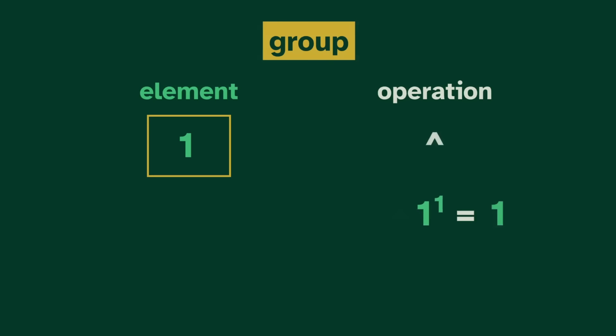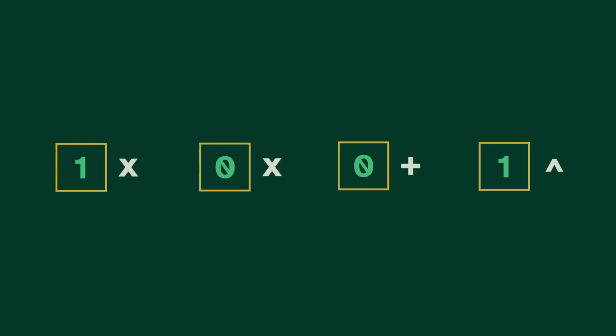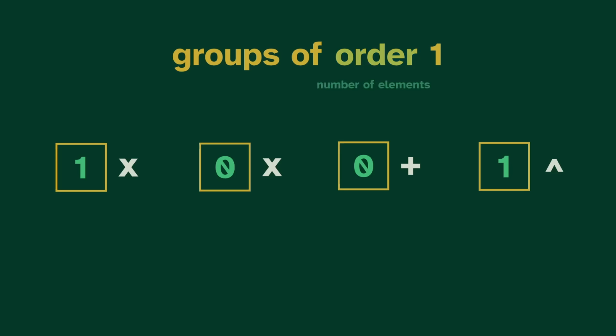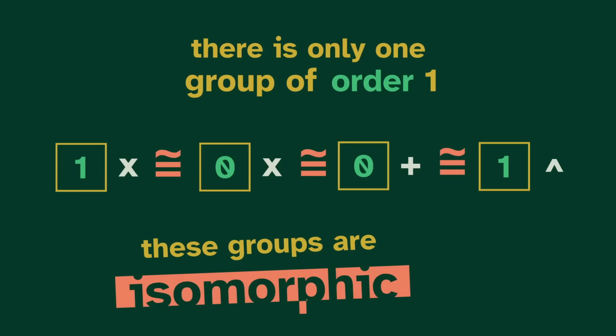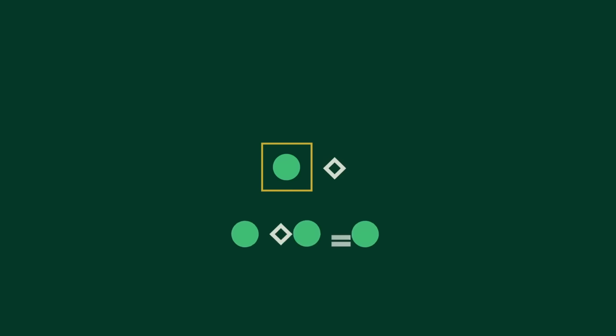We could use exponents though. 1 to the 1 is 1. And all of these examples are groups of order 1. The order is the number of elements. But here's the thing. There is only one group of order 1. These groups are all equal. But we use a squiggly equal, and we say they are isomorphic, which means that the concept of the groups are different, but they act the same. They all just have thing, and thing mixed with thing equals thing. And this is the beauty of group theory.